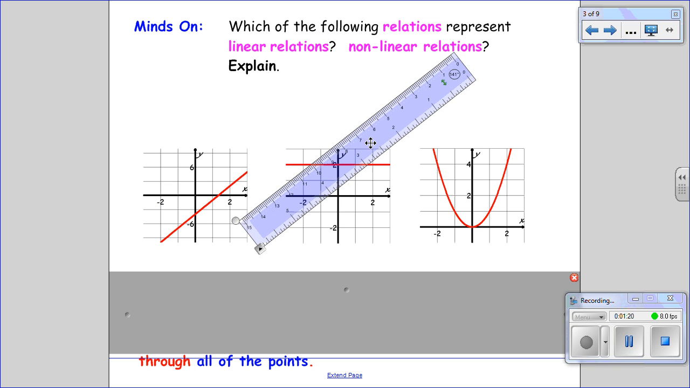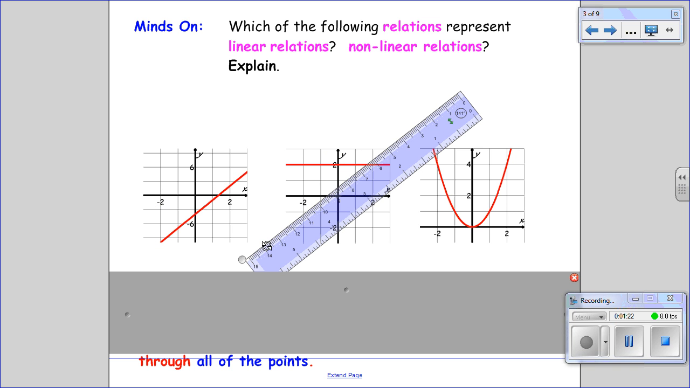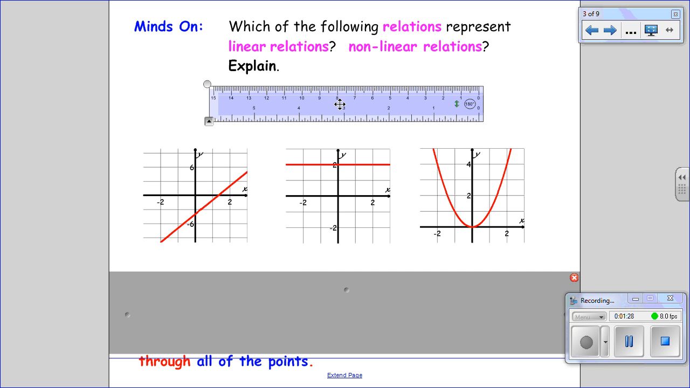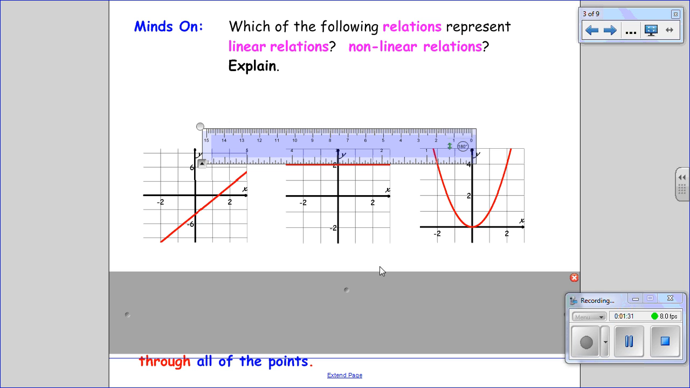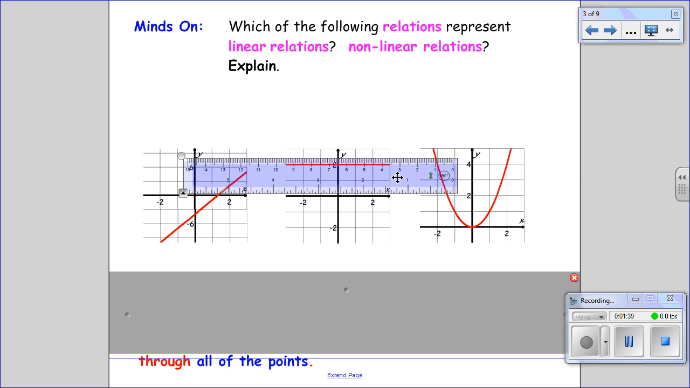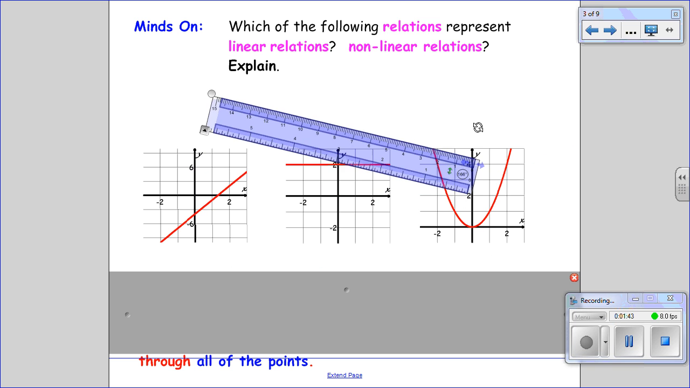And if I moved it over to the second graph, and I did the same thing, I can line it up along the entire line nicely. Those are both linear relations. Now this last graph, if I tried to make my ruler work, this is interesting.